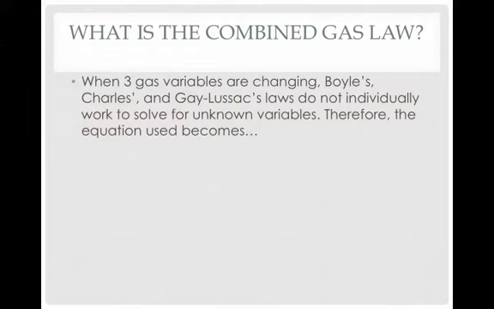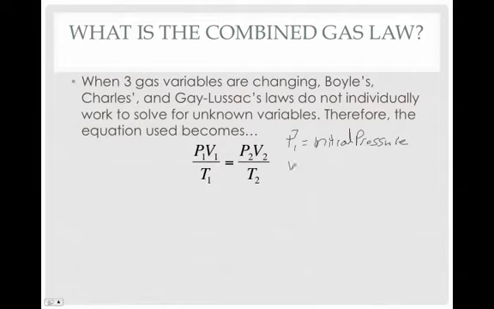We take all three of those gas laws and combine them to come up with P1 V1 over T1 equals P2 V2 over T2. And P1 is starting pressure, or initial pressure. V1 is initial volume. T1 is initial temperature.